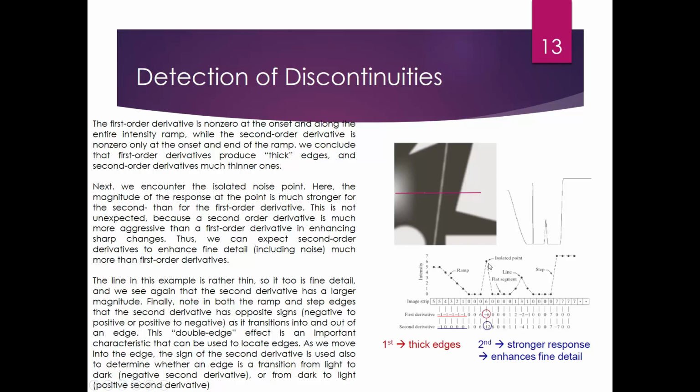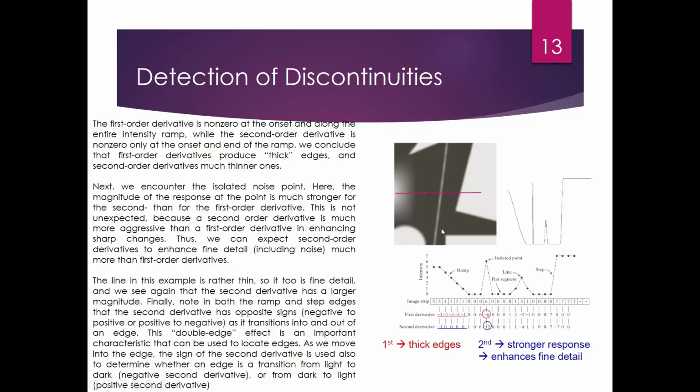Now the second point is an isolated point. So this one is an isolated point. If we take a first order derivative, it becomes minus 6, while if we take a second order derivative, it becomes minus 12. Similarly, here also you can see that the first order derivative gives a minus 2, while the second order derivative response is minus 4. So we can say that the second order derivative enhances the fine details, or it produces a stronger response corresponding to an isolated point.